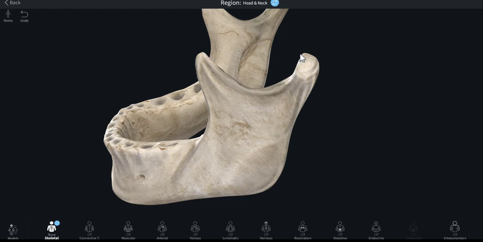What is this? Very good, condylar process, and what is this? Coronoid process. So anteriorly the coronoid process, posteriorly the condylar process. And by the way, there is another relation. There are a lot of relations, I know.